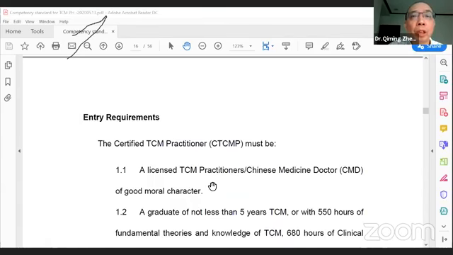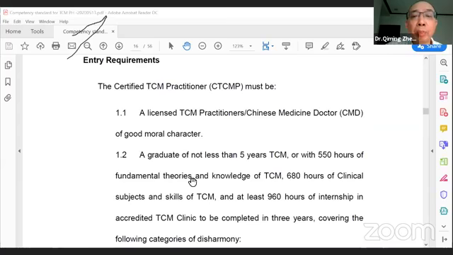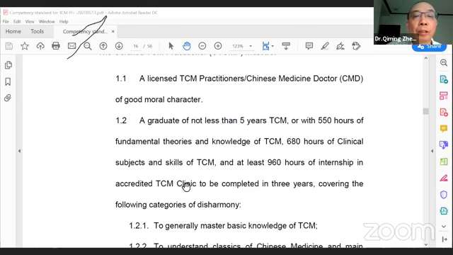One is from the school, the regular TCM school, 5 years, or to meet the certain hours of the training, which is the necessary unit of competency. So will be considered. Okay, from entry requirement here, the certified TCM practitioner must be a licensed TCM practitioner, or you get a license from China, from other country as the TCM practitioner or TCM doctor, or we call it CMD, with the good moral character.